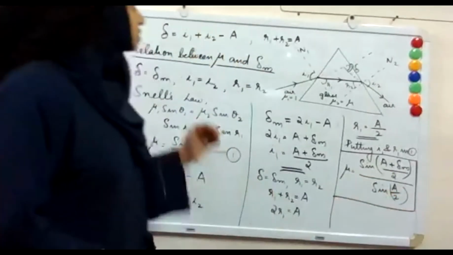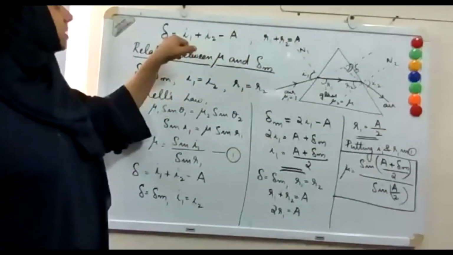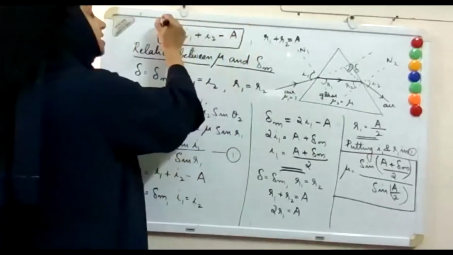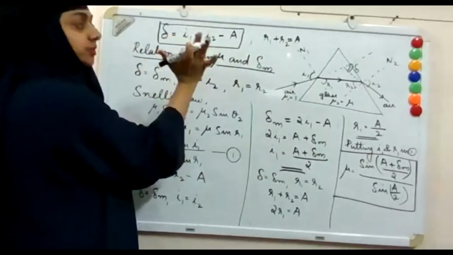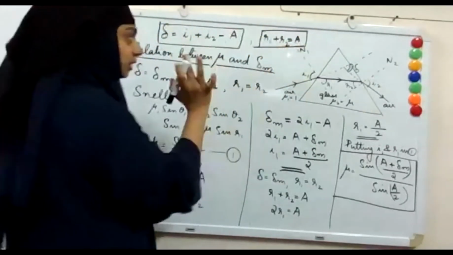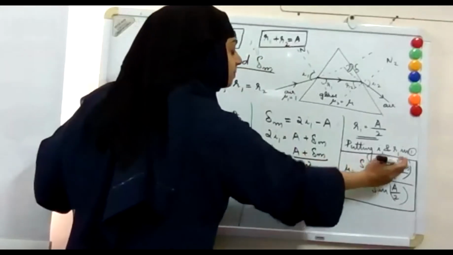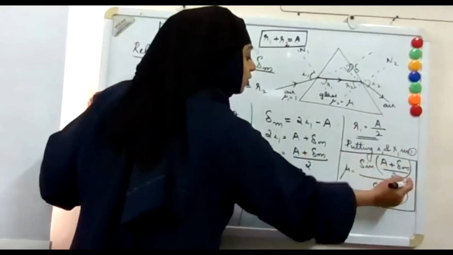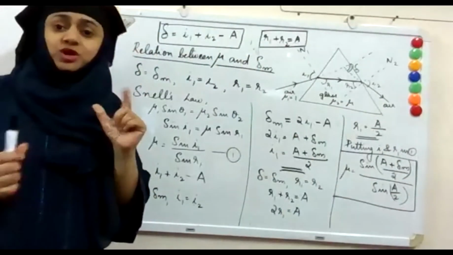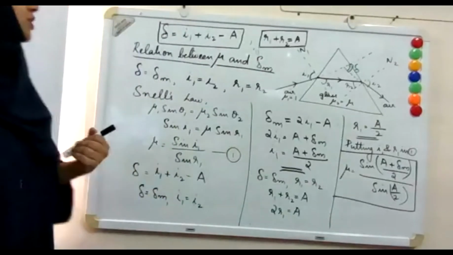A by 2. So we learned 3 equations from this topic. One is delta is equal to I1 plus I2 minus A. This equation should be memorized. Then R1 plus R2 equal to A. And the third equation is mu is equal to sine (A plus delta M) by 2 whole divided by sine A by 2. Now, there is one more equation which we need to derive and memorize.